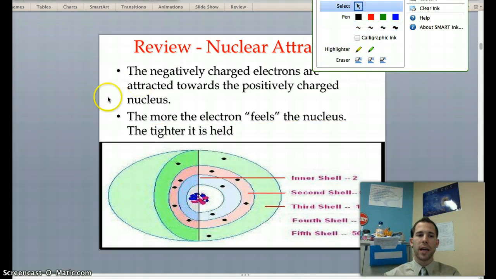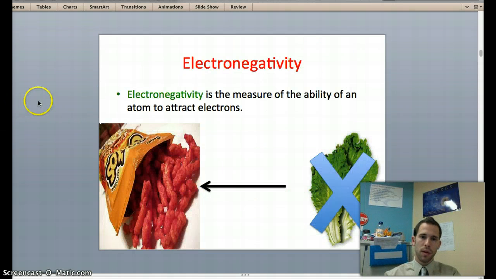Let's talk about some other implications for this. Today we're going to discuss electronegativity. Electronegativity is the measure of the ability of an atom to attract electrons.